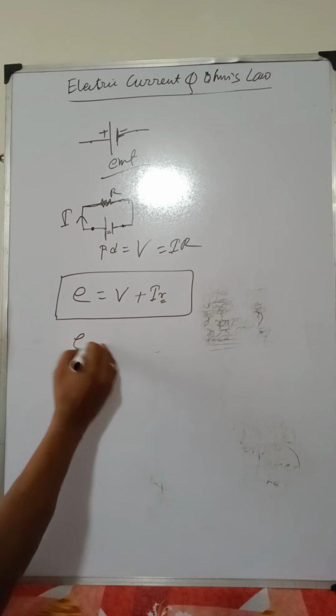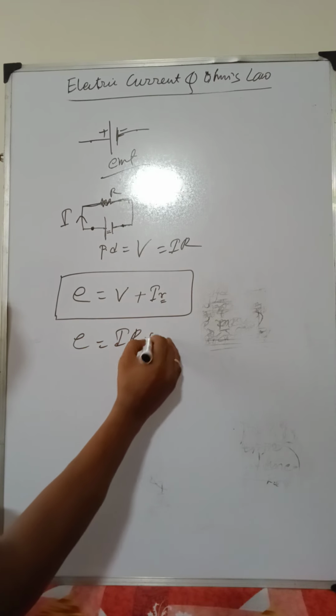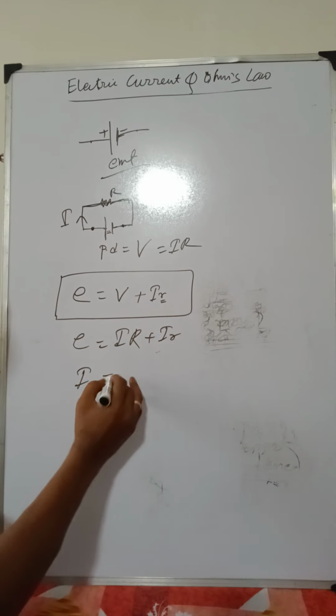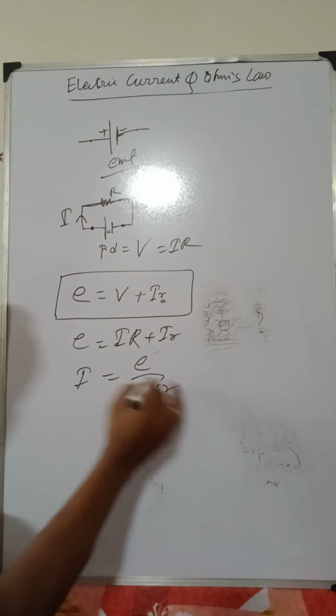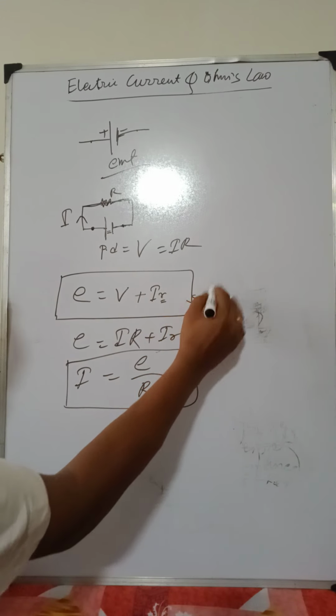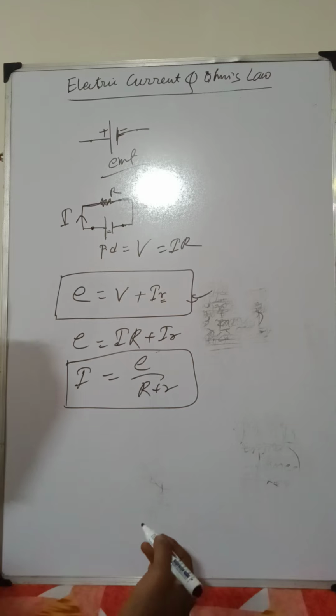Now if we put V equals IR here, we can get I as E by R plus r. So this is the expression of EMF with the potential difference, and this is the expression of current with the EMF only.